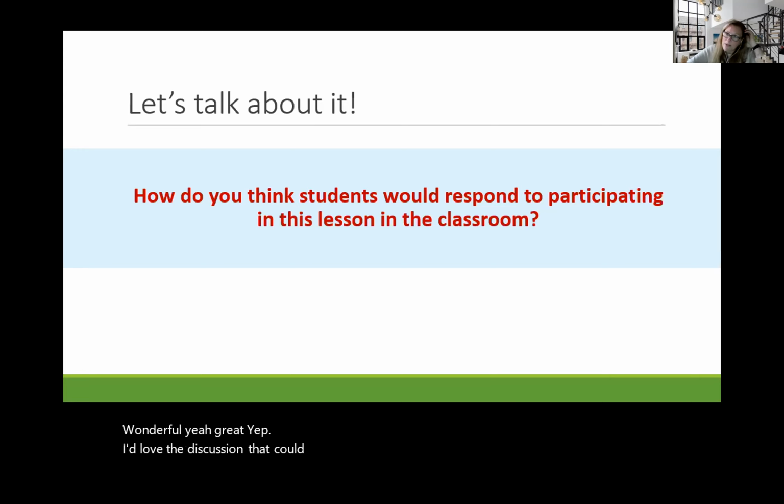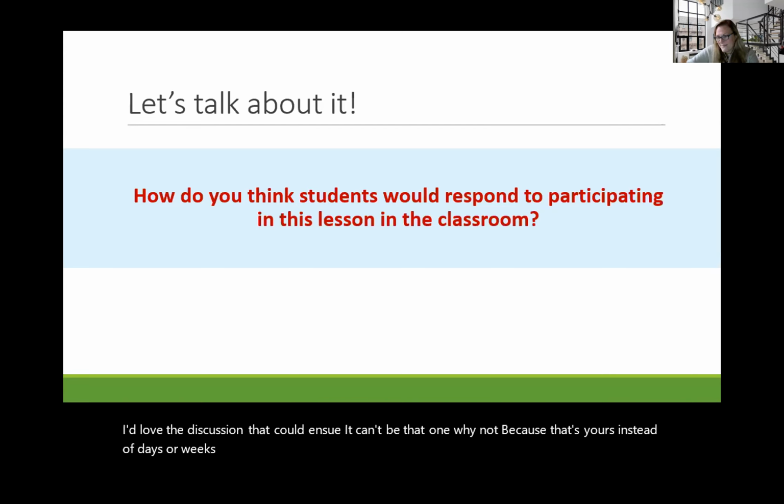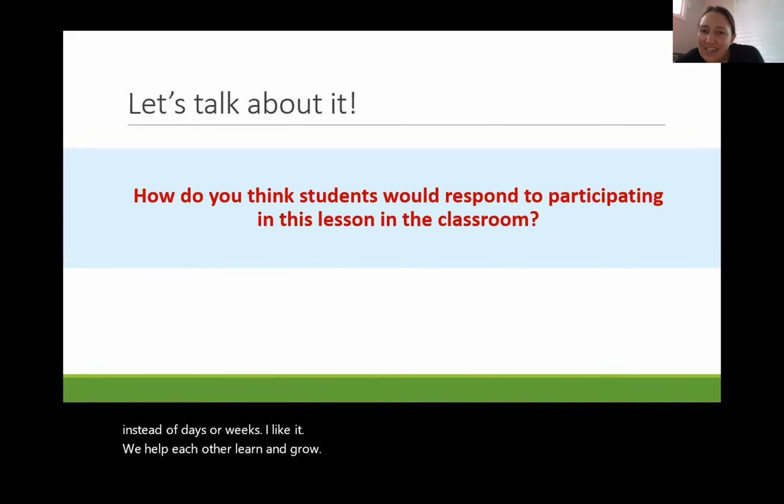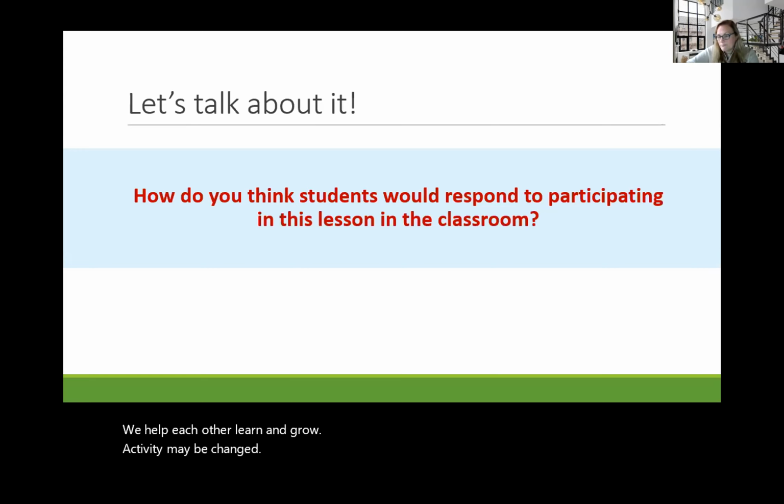It can't be that one. Why not? Because that's years instead of days or weeks. Yeah, I like it. Definitely. We help each other learn and grow. Laura said, sounds like a fun activity. Maybe change the bristlecone pine to a local tree. Great idea. You just have to do a little bit of research to get the data.